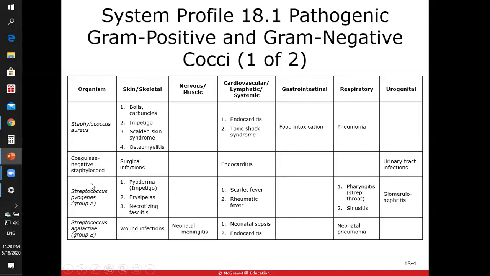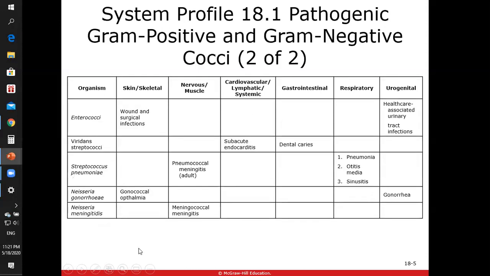Then you have group B strep. Group B strep, in the skin, you'll see in the wound infections, you'll see neonatal meningitis, neonatal sepsis, endocarditis, neonatal pneumonia. So this is something that can affect neonates quite a bit. Then you have enterococci, and in skin, you have wound or surgical infections, and then healthcare associated urinary tract infections. A lot of times we see enterococci associated with urogenital. Healthcare associated urinary tract infections are because we introduce it into the bladder and the urinary tract through catheters.